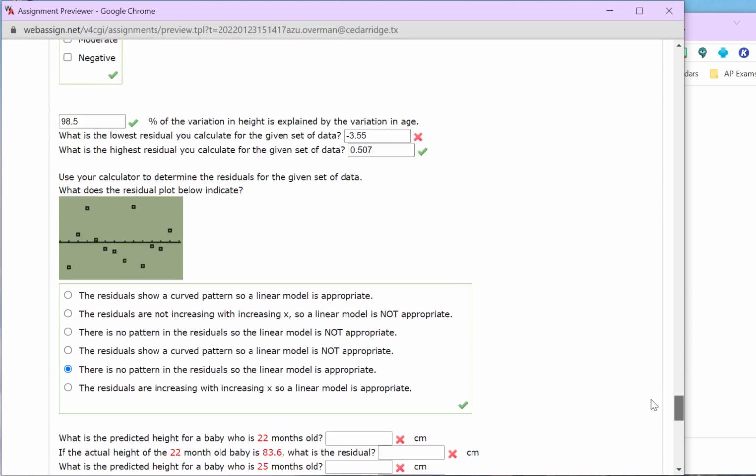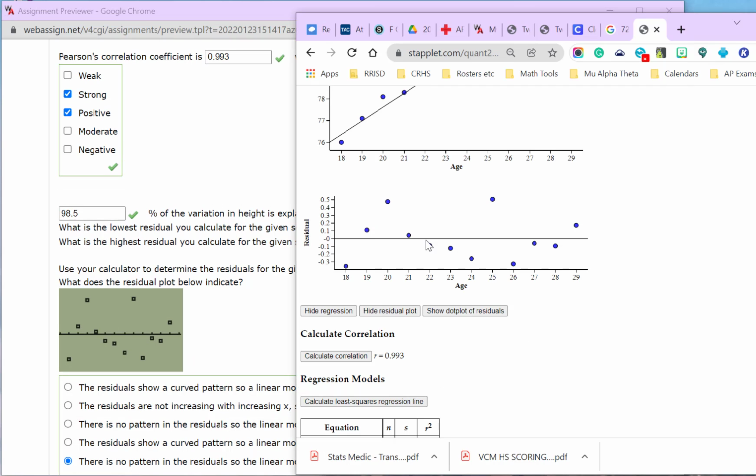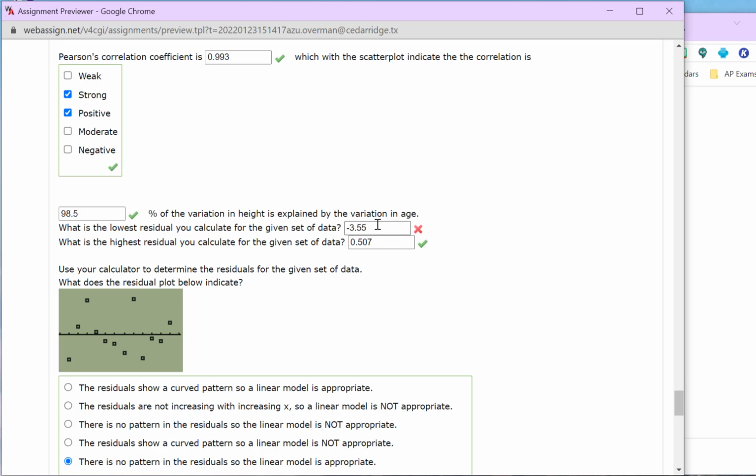Oh, the lowest residual, maybe. See, remember I told you, the way that's worded. And I did it, so I know, sorry. I'm wondering if it's that one, 0.043. No, this one was closer, 0.043. Let me put that in.